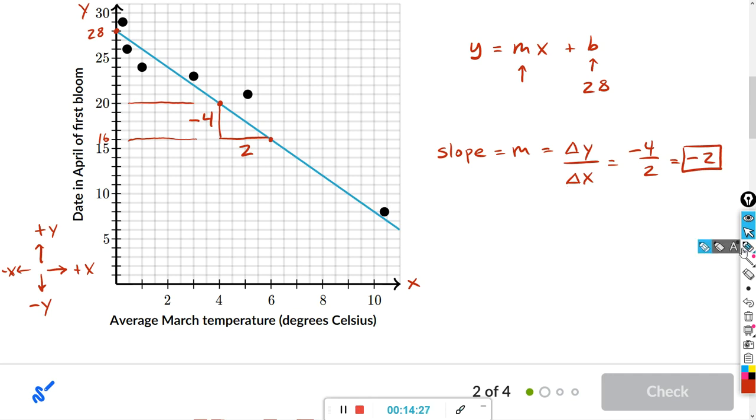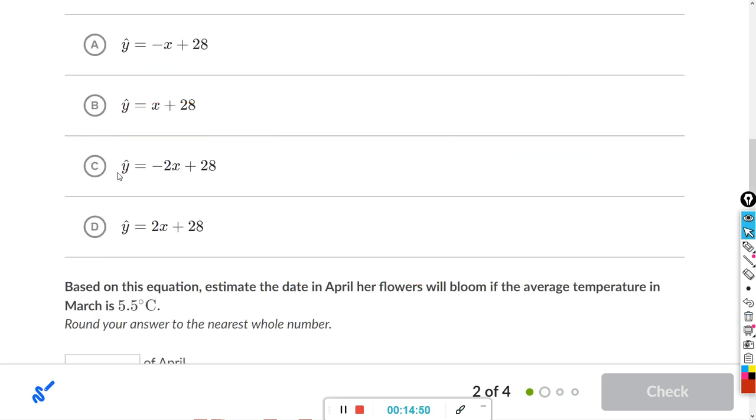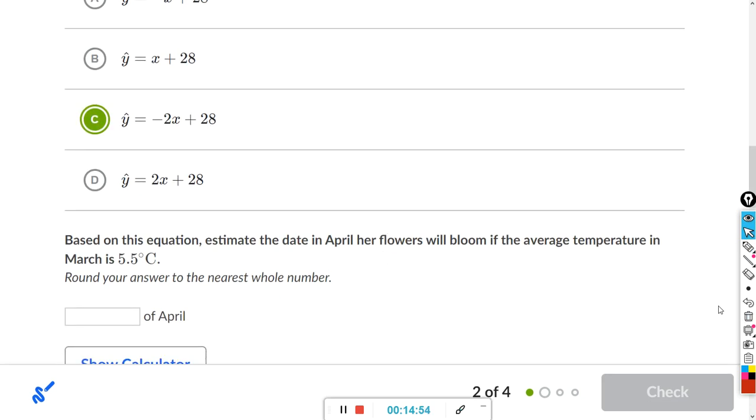All right, so we just match our equation here. If we have a slope of negative 2, that's going to be negative 2x plus 28. Almost positive we have that. All right, that's answer C. Negative 2x plus 28. Okay, for the follow-up question, we're plugging in for x. All right. So we're looking at 5.5. x is 5.5, plus 28. So this is going to be negative 11. And if you subtract 11, that's going to be a 17.